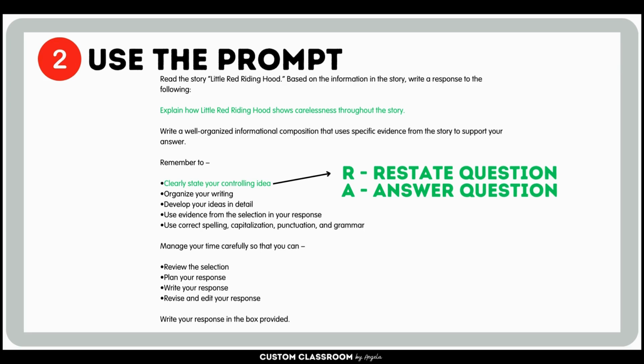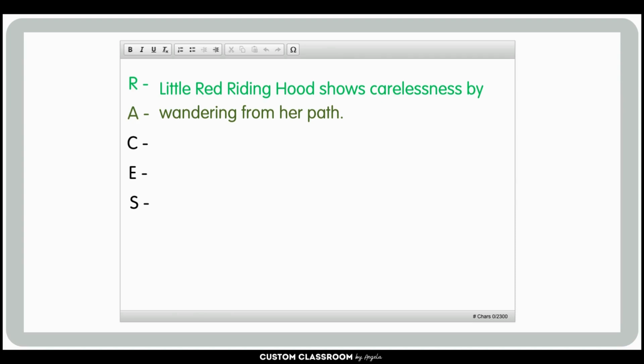So my next saving tip is to remember to have students use the prompt while answering. So here we can see how they are specifically on the test giving them reminders of the things to include, like clearly state your controlling idea should trigger, okay, I gotta restate the question and then I need to answer it. So here, my first step is I'm going to restate the question and then follow up by directly answering it with a clear opinion or central idea. So I came up with Little Red Riding Hood shows carelessness by wandering from her path.